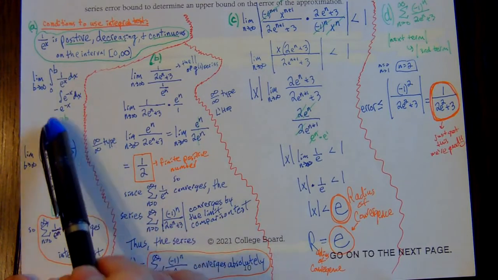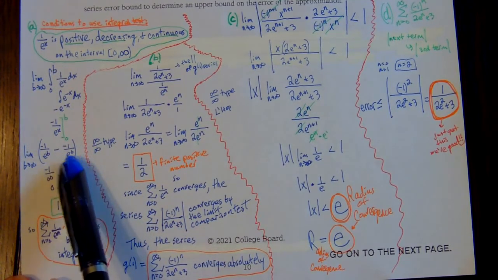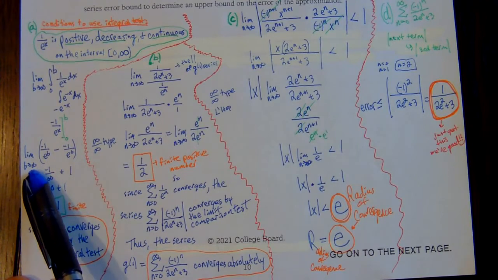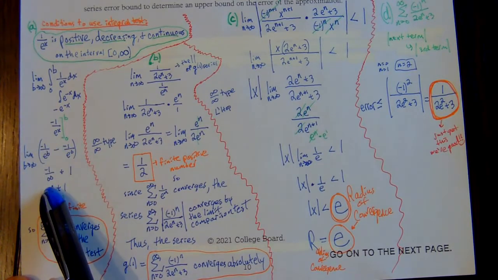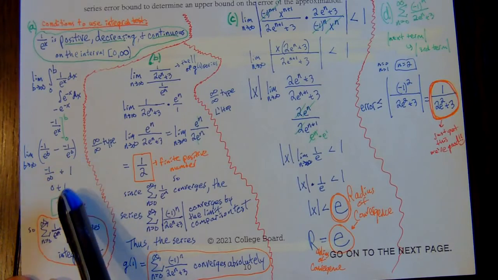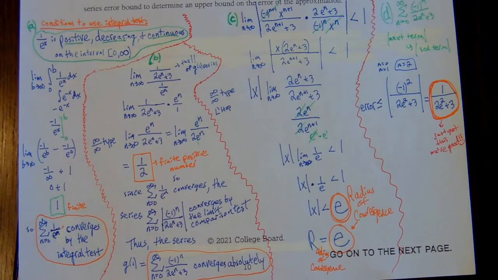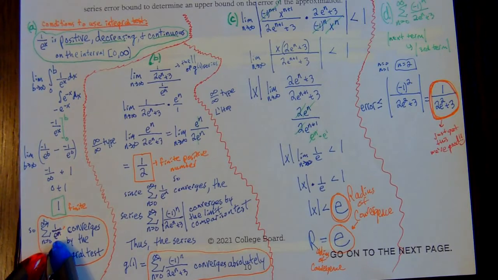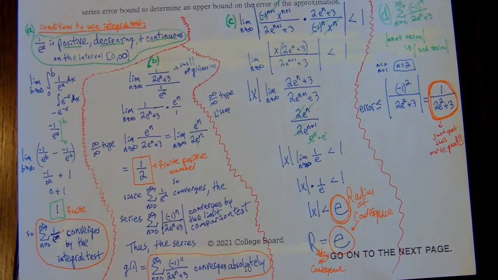You have a definite integral, so plug in the top minus plug in the bottom number. And then we do the limit as b approaches infinity. Since we get 1 over infinity, that's going to go to 0. e to the 0 is 1, so we get 1 for that. So we get a finite answer for that integral. That means that particular series converges by the integral test.